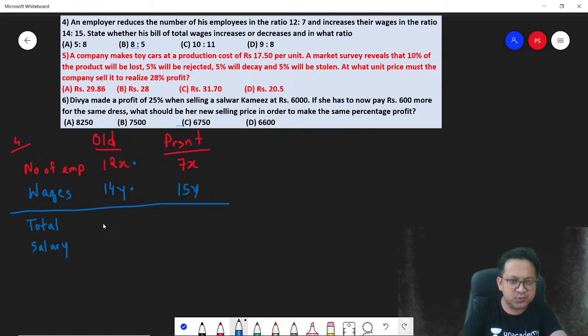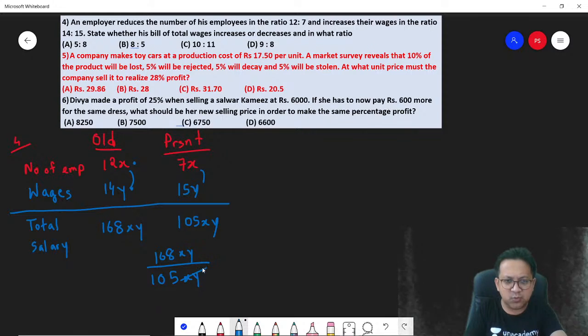So can I say this will become 168xy. Here it is becoming 7 into 15, 105xy. Just about the multiplication: 12 into 14, 168. 15 into 7, 105. So what's the ratio? The ratio is 168xy divided by 105xy, and xy cancels out. You can divide by 3. 3 5s are 15, 3 3s are 9, so 56 and 35. Then you can divide by 7. 7 8s are 56, 7 5s are 35. The answer is 8 by 5. That's your answer. Option B.